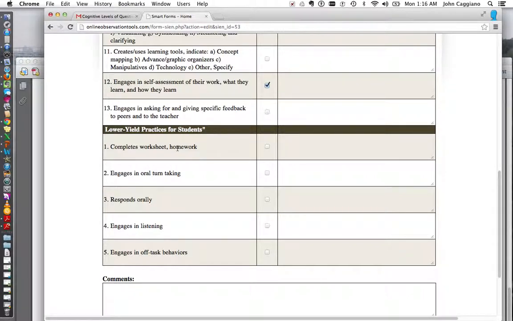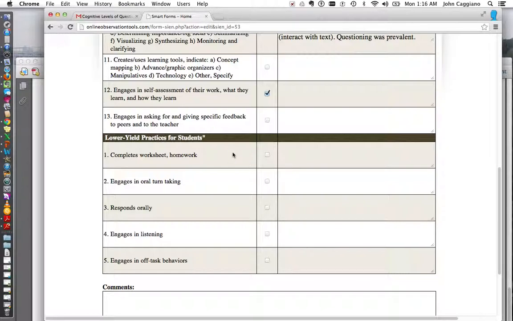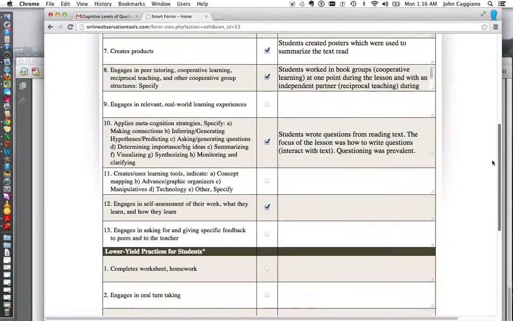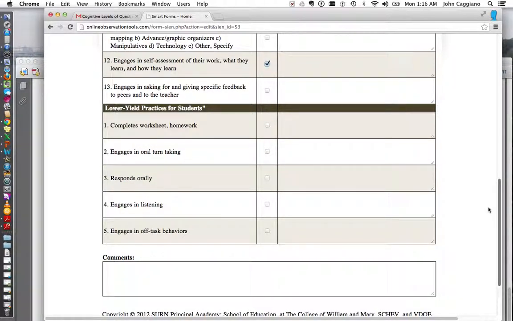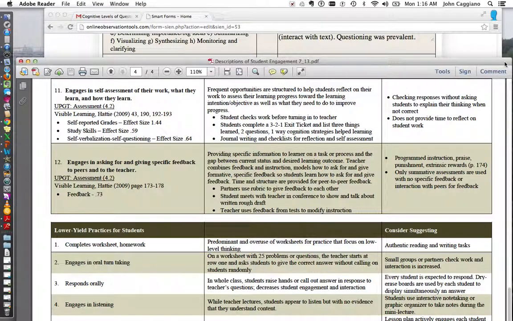if we're completing this particular observation form over the course of a 9-week period, and as a school leadership team we're analyzing data that's been captured so far, then if we're continually seeing completed worksheets and homework as something that's checked and providing some documentation here, and we're not seeing some of the higher effect sizes, then it's certainly something for us to talk about as a school leadership team. So again, these are lower yield practices for students. It's not saying that they're ineffective, but if we're seeing these happening the majority of the time, then it's certainly something that needs to come up in a post-observation conference and/or in our school leadership team meetings if it appears to be something that's prevalent throughout the school.